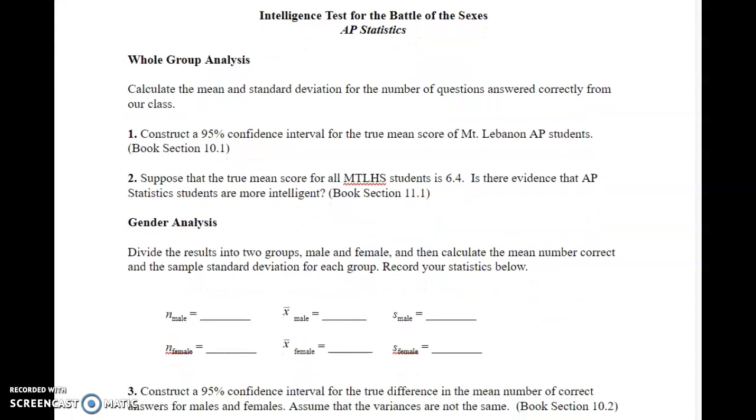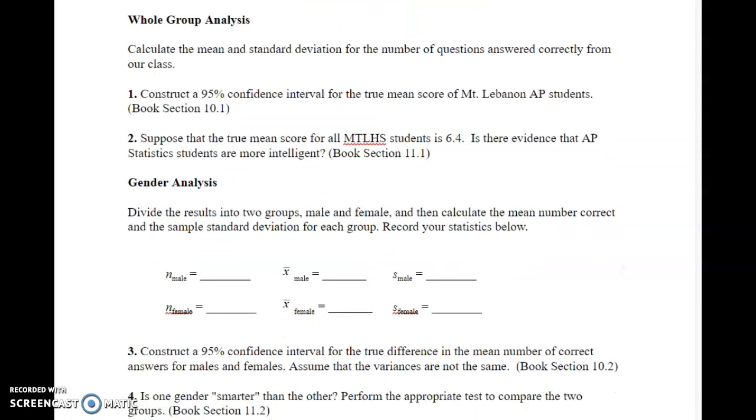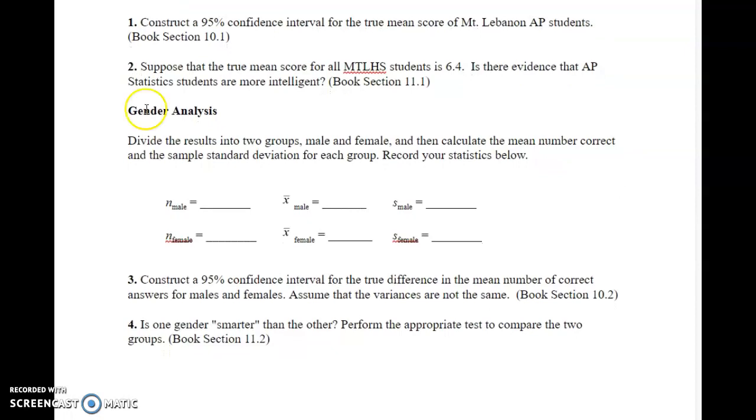And so the whole group analysis we'll start with, those will be our one sample procedures. So first a confidence interval, just picked 95% just because. And then the book section is 10.1. For number 2, suppose the true mean score, that'll be the test we do in a couple of days. And we're going to fudge this a bit because our scores were a little low. So just to work through, we'll make it a 5.8, to see if there is evidence that AP Stats students are more intelligent.